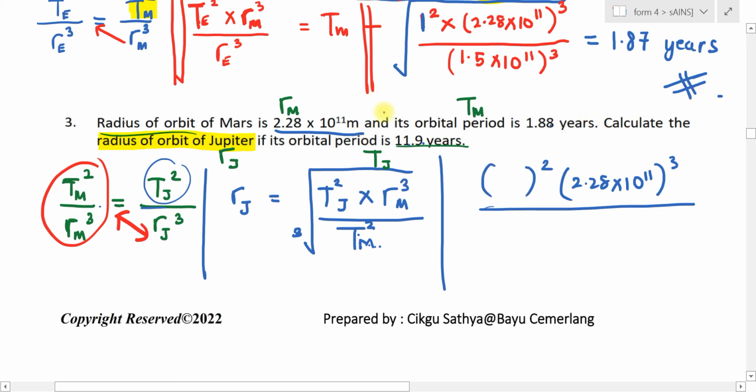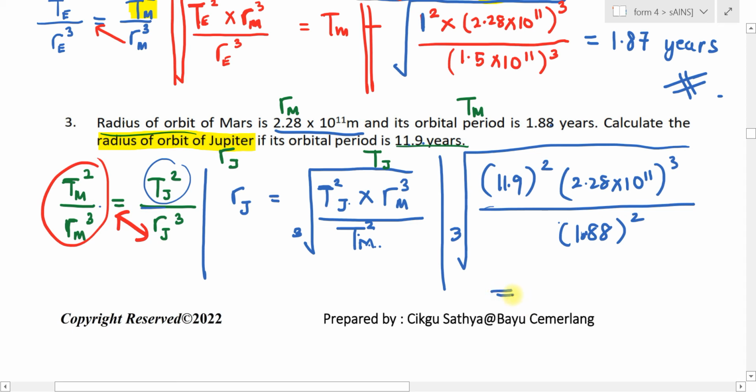Okay, this one is period of the Jupiter kan. Jupiter is 11.9 here. Period of the mass ke bawah. Kena tengok betul-betul, I overlook. 1.88 square. Jangan lupa square. And the whole thing, jangan lupa cube root.